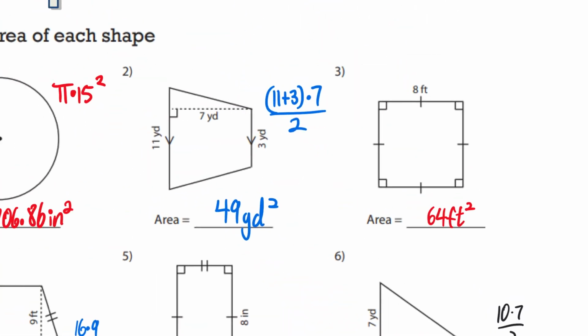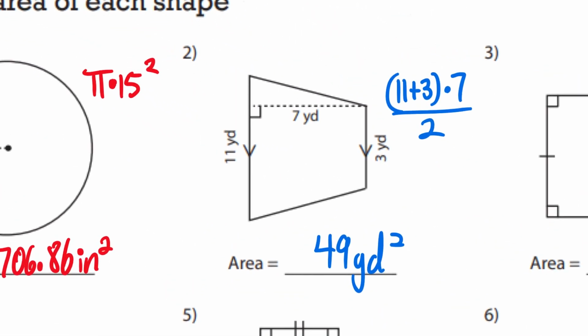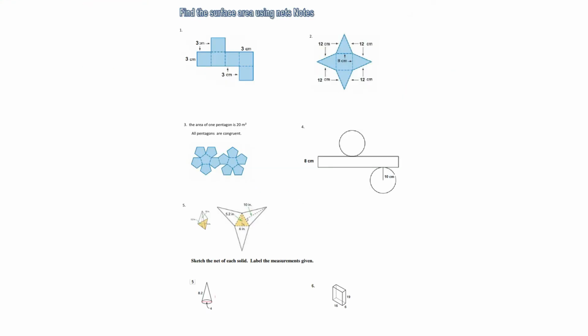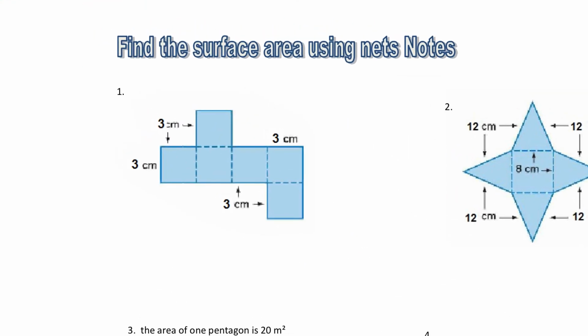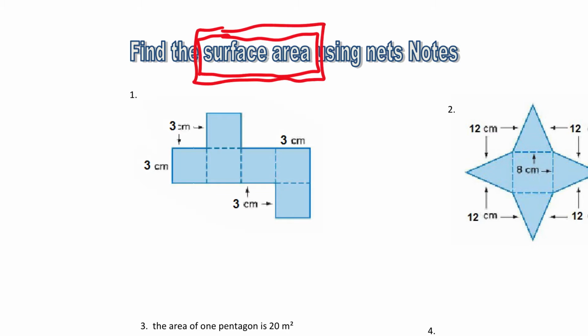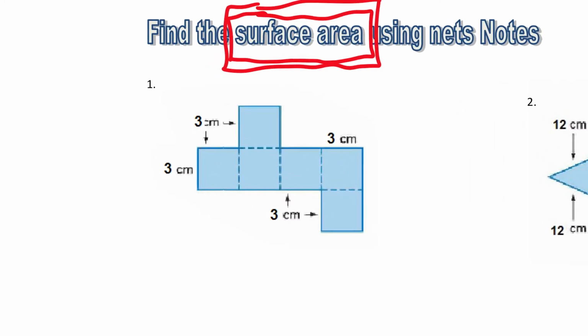Area of just a single two-dimensional shape like this trapezoid right here. We are looking for how much it takes to fill in that defined area right there. Okay, so today we're going to be getting into talking about surface area and volume, but surface area for different shapes. Now, when we talk about surface area, it is the total outside area of the three-dimensional object, okay?